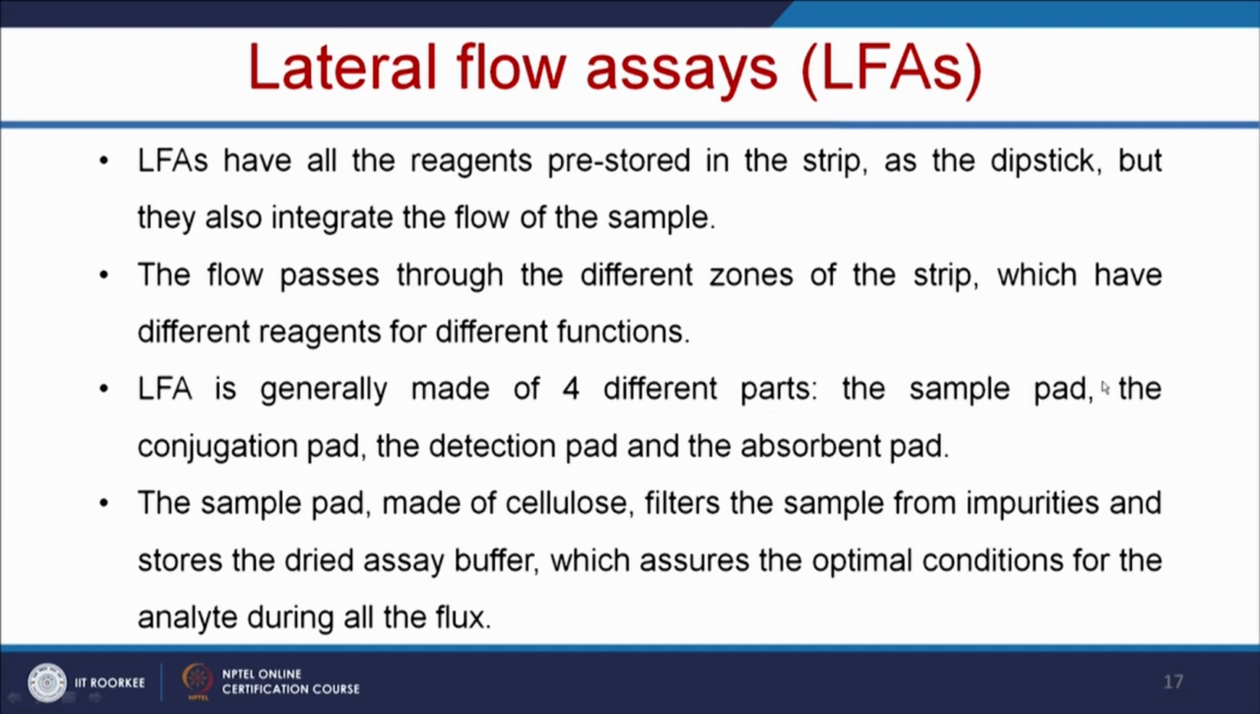The first one is the sample pad, the next one is the conjugation pad, the third one is the detection pad, and the fourth one is the absorbent pad. The sample pad is mainly made up of cellulose, and it will filter the sample from impurities, and it stores the dried assay buffer.